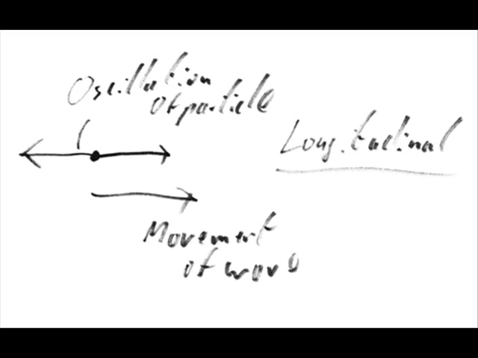That is why the definition of a transverse wave is one where the oscillation of particles is perpendicular to the motion of the wave. A longitudinal wave has particles that oscillate parallel to the direction of the wave.